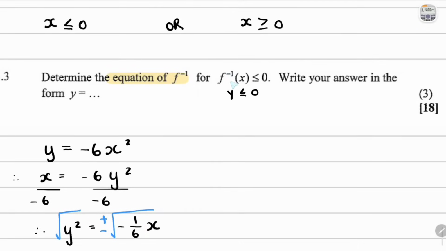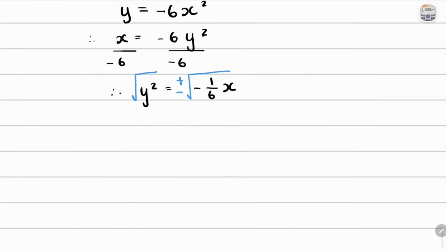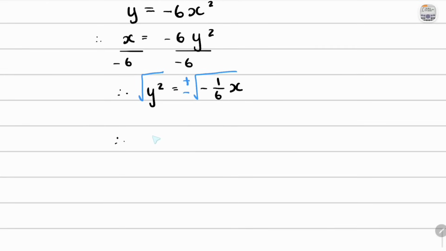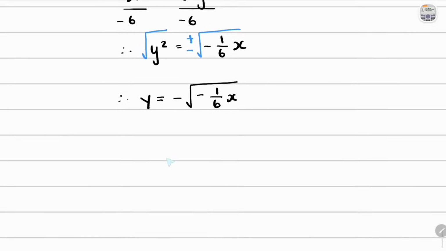Do you see that they say the y values need to be negative? They need to be less than or equal to 0. So we're simply going to say y is equal to, and we won't take the positive solutions, we'll take the negative ones. That will be negative square root of negative 1 over 6x. Okay, and that will be our answer.